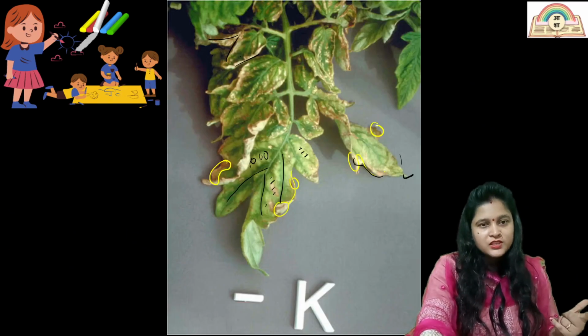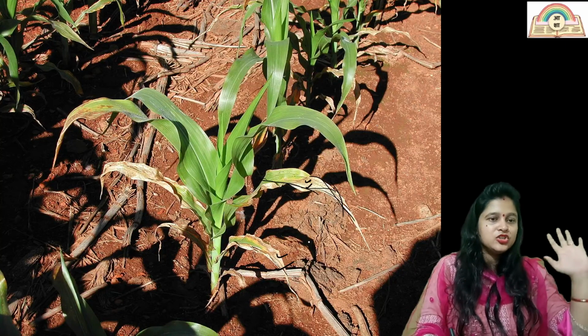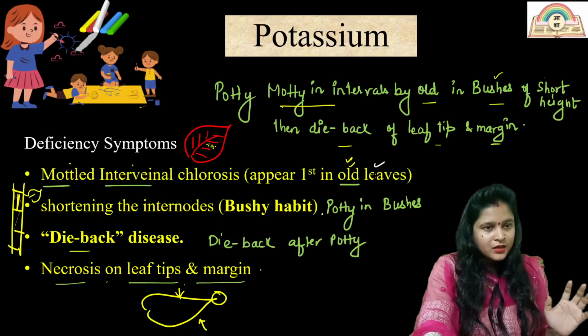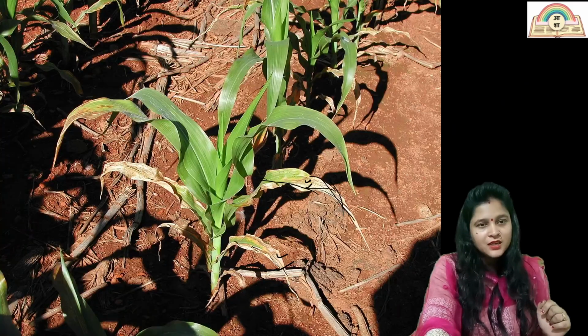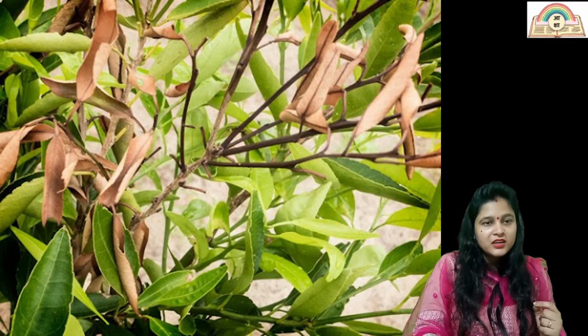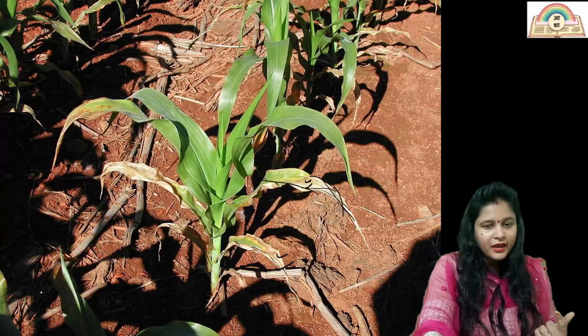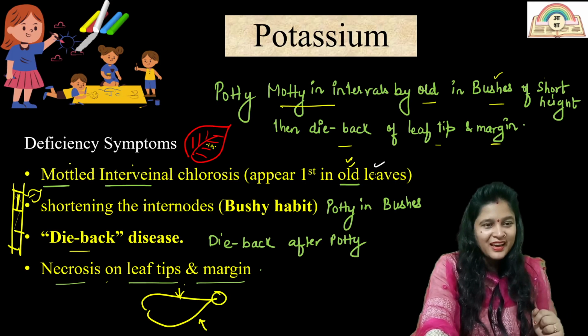Shortening of the internodes and bushy habit. So the height remains short. Can you see this? Okay. Die back. You can see the twigs, etc. They die. Okay. Die back, not bag. It's back.